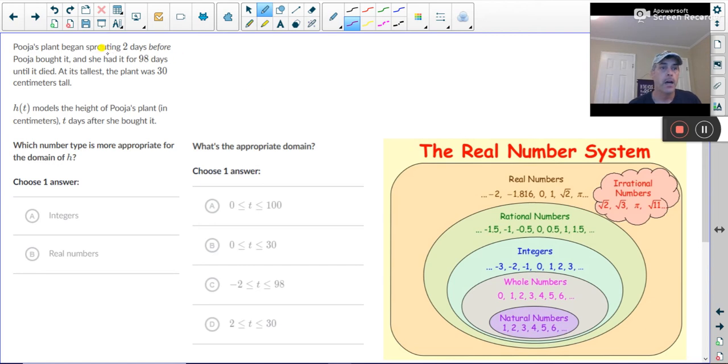Pooja's plant began sprouting 2 days before Pooja bought it. All right, this is a little weird. So I'm thinking that 2 days before Pooja bought it is going to look something like this as a series of x values.